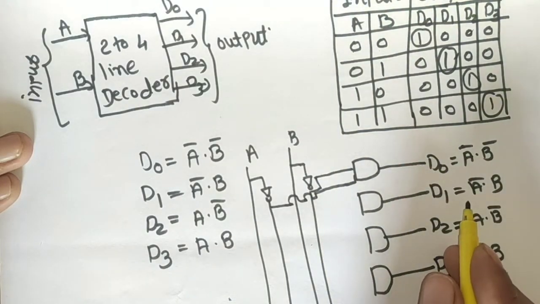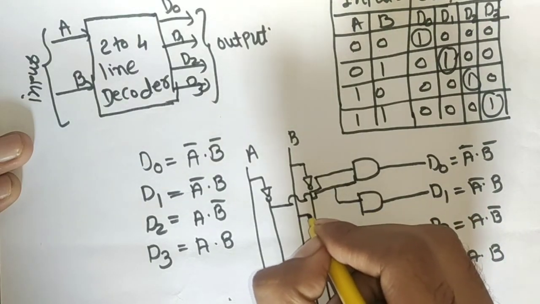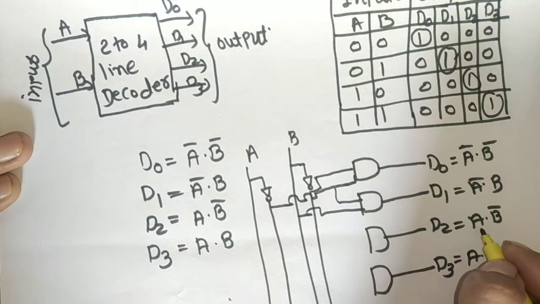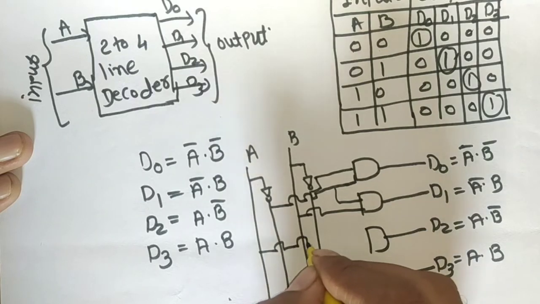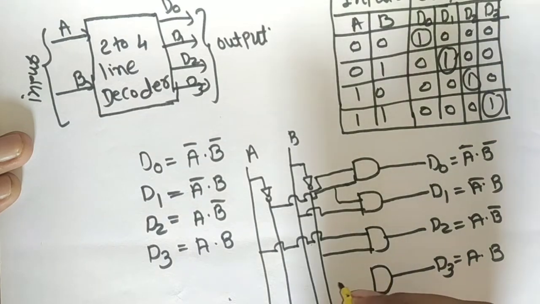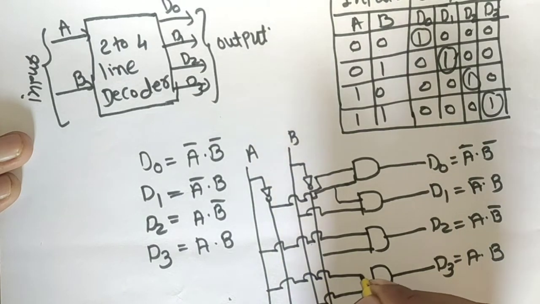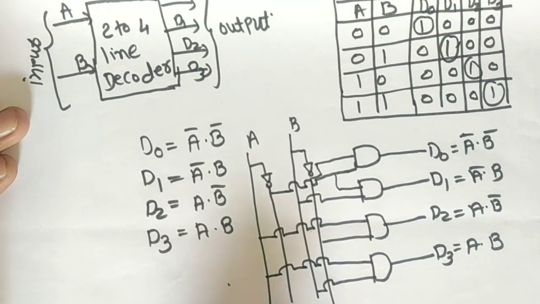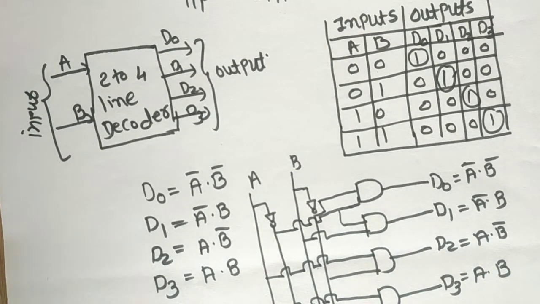Now second case, A bar dot B. This is the A bar and B. Third case, A dot B bar. This is the A and this is the B bar. And last one is A dot B. So this is the basic circuit diagram of the 2 to 4 line decoder. Right, now in a similar way we can design the 3 to 8 line decoder.